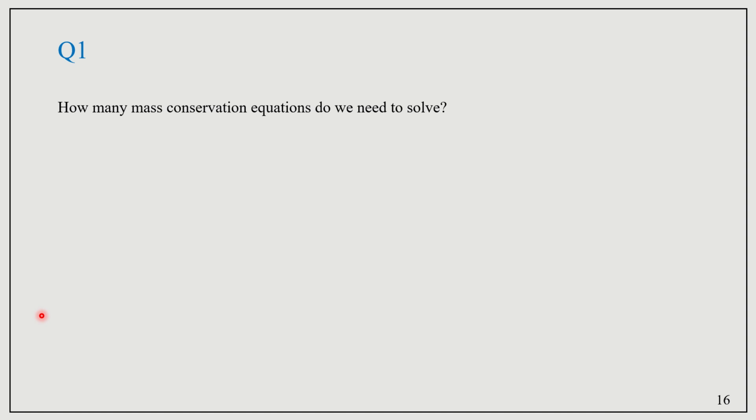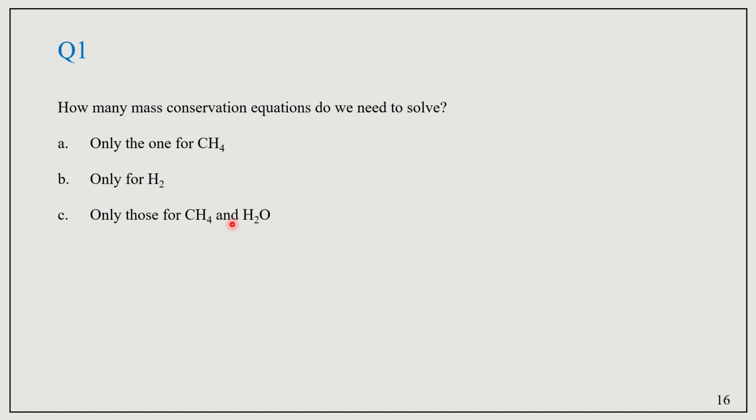But we will look at the options once. Option A, only the one for methane. Option B, only for hydrogen. Option C, only those for methane and steam. And option D, we need to solve 4 mass conservation equations. So option D is the right answer, because we need to solve the species balance equations for methane, hydrogen and steam, and also carbon monoxide.